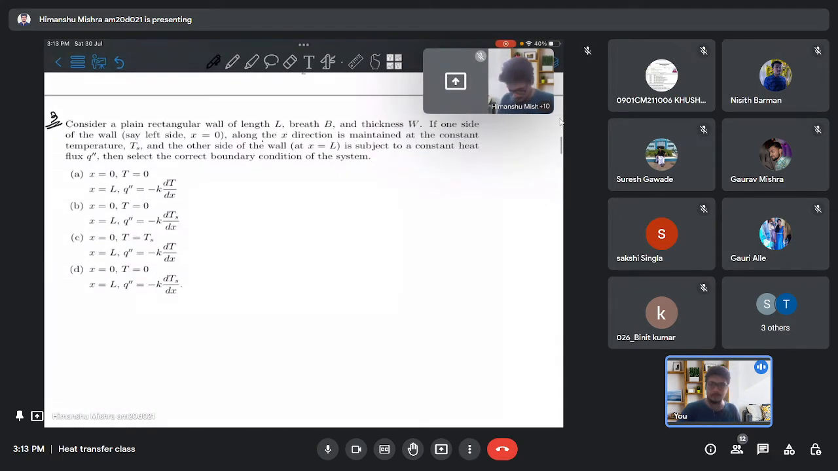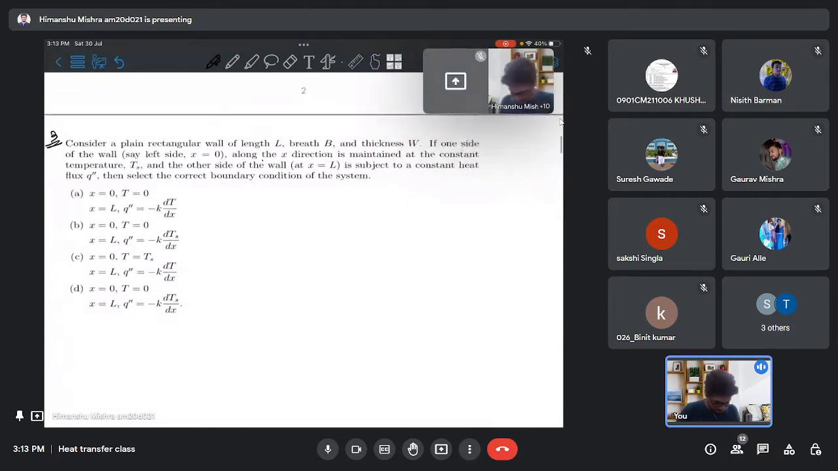So let us come to the third problem. In this problem, consider a plain rectangular wall of length L and breadth V, thickness W. Now if one side of the wall along the x direction is maintained at the constant temperature Ts, and the other side of the wall is subjected to a constant heat flux, then select the correct boundary condition of the system. So let's say we have a wall.